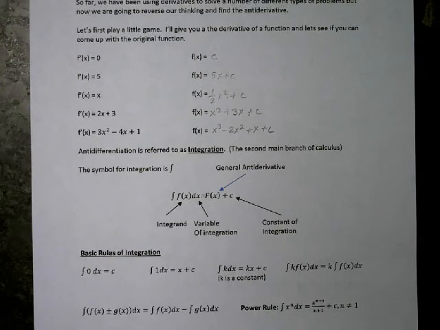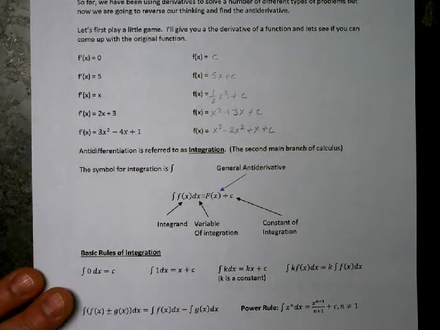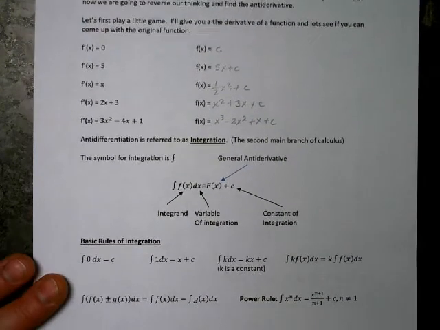Now, anti-differentiation is referred to as integration. It's the second main branch of calculus. The symbol for integration is this little elongated s.